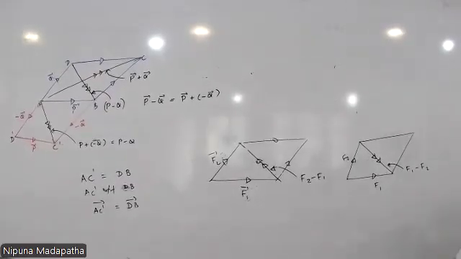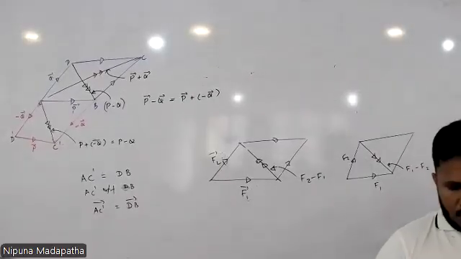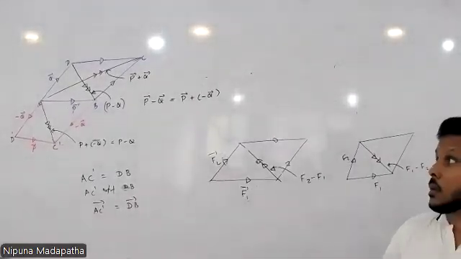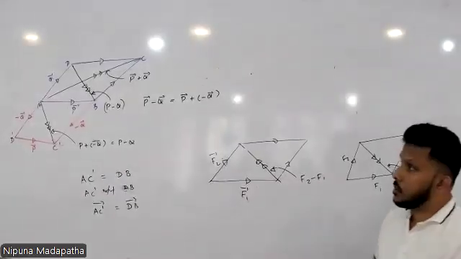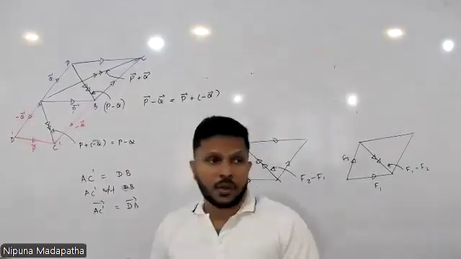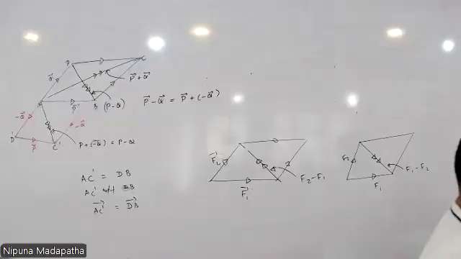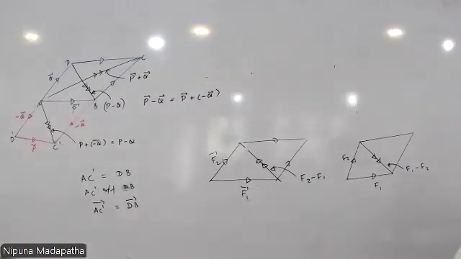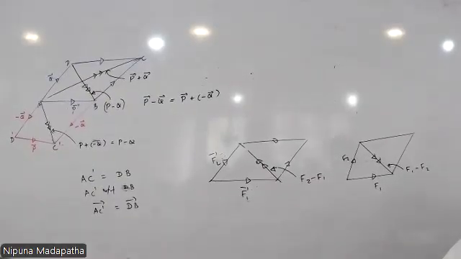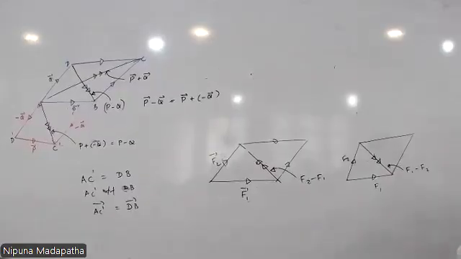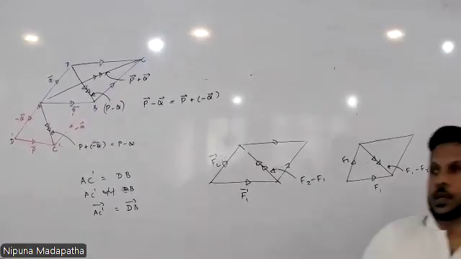Vector subtraction. Right. Vector subtraction is the process of finding the difference of two vectors.